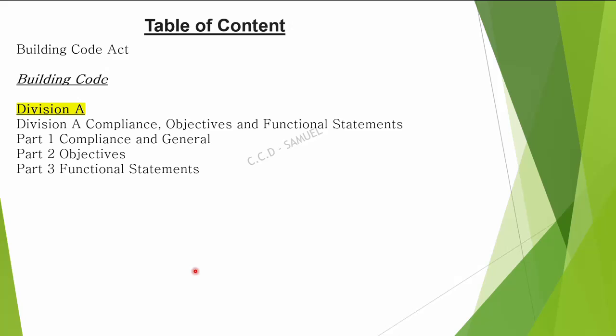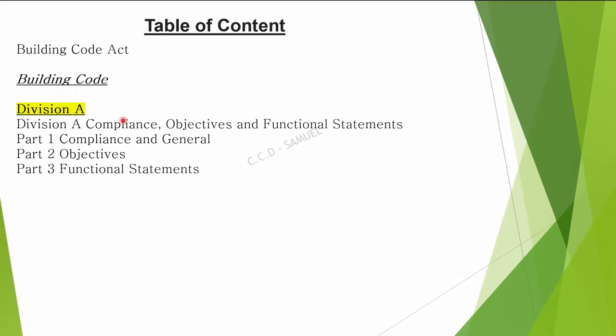Now let's look at a table of contents. Under the table of contents of the building code, there are a few divisions. First of all, you have the Building Code Act. When you're doing the legal exam, and I will touch on this in future videos, you must focus on the Building Code Act as well as Division C and Division A. For now, I'm just going to give you an overall view of everything.